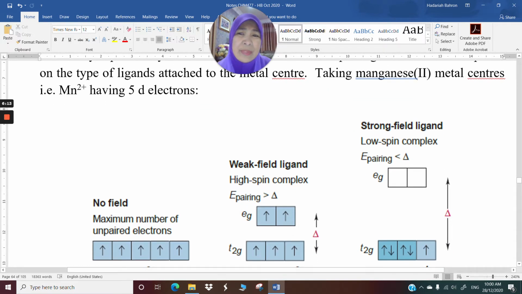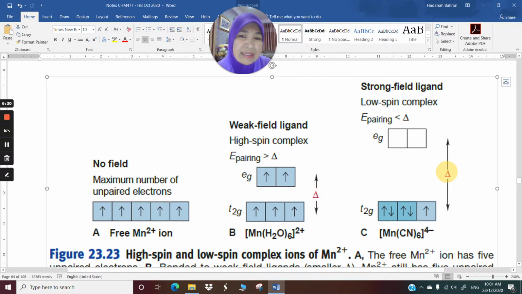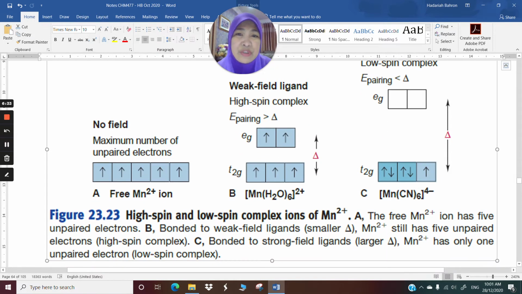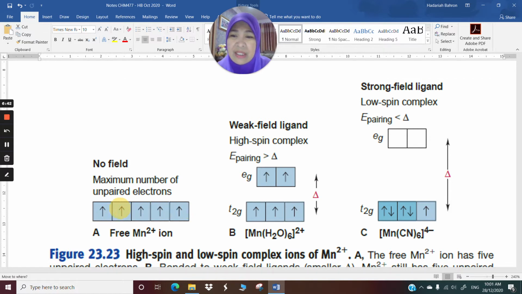Taking manganese 2 metal centers, manganese 2 has 5 d electrons. So depending on how big delta is, this is when delta is small, this is when delta is big, there are two ways that we can fill in these orbitals with 5 electrons. So these are the 5 d electrons belonging to uncoordinated manganese 2 ion. Uncoordinated means it is not bonded with any ligand.